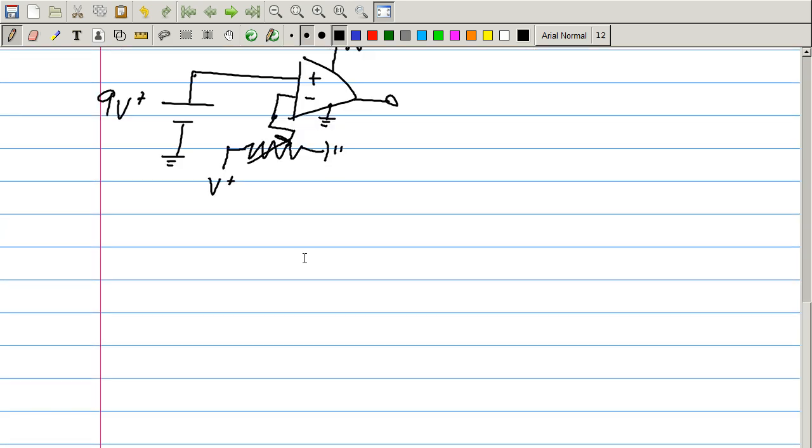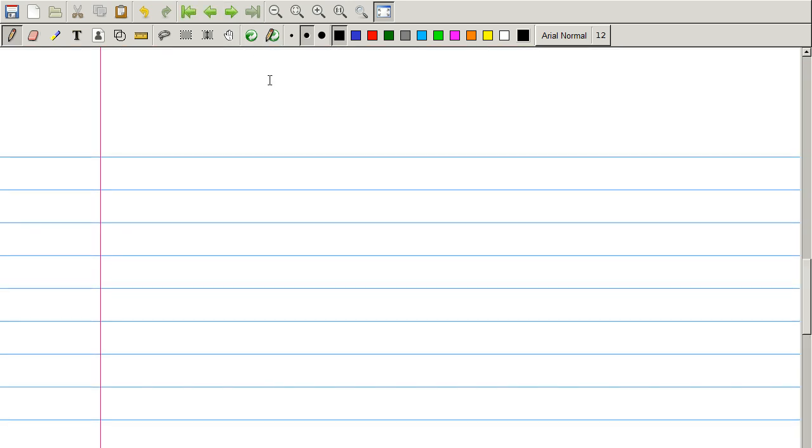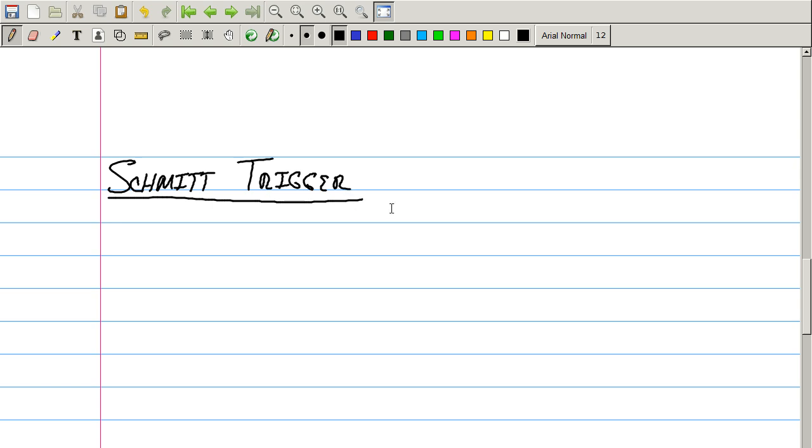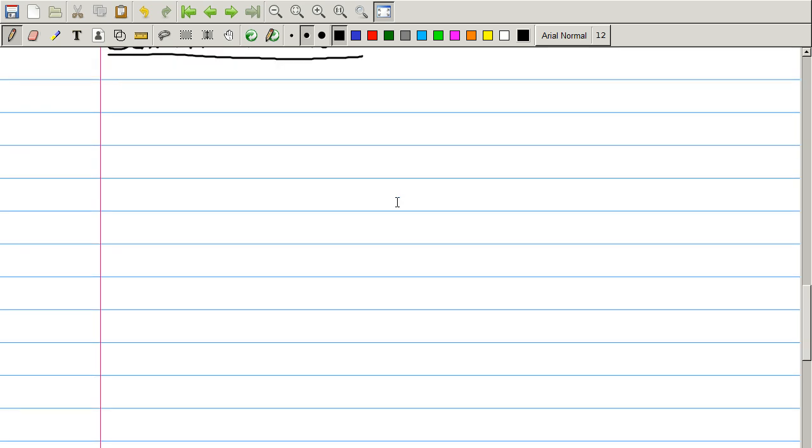The second one we're going to be talking about, move to a new page, is something called a Schmitt Trigger. Now, before I talk about what a Schmitt Trigger is, I'm going to have to insert a little knowledge here, a little piece of information that will help you understand what's going on here.